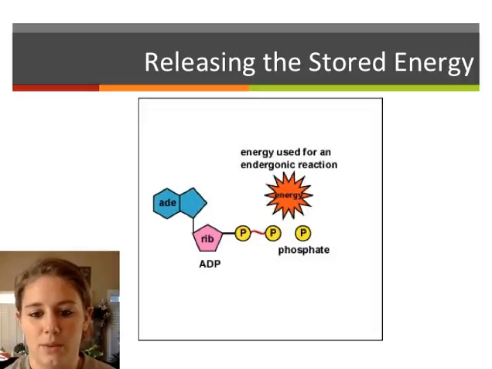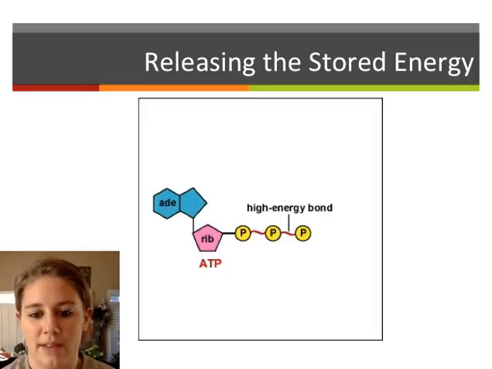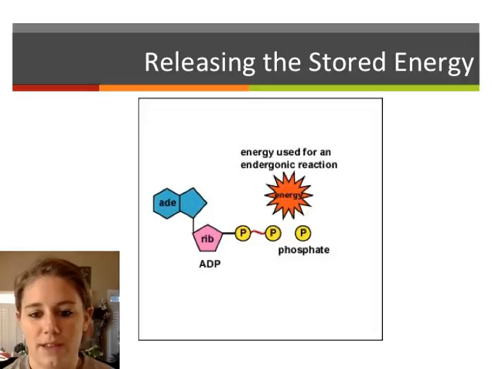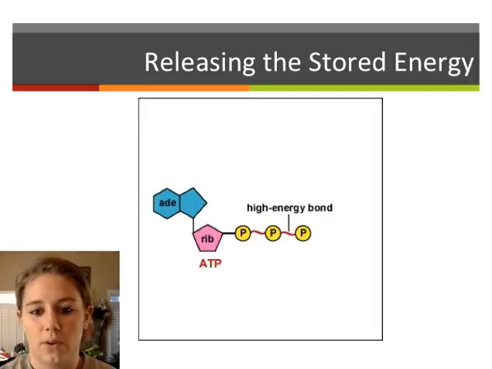So again, let's watch it one more time. We have ATP, three phosphates. The bond is broken with water. A phosphate is released as well as energy that's going to be used for the cell.